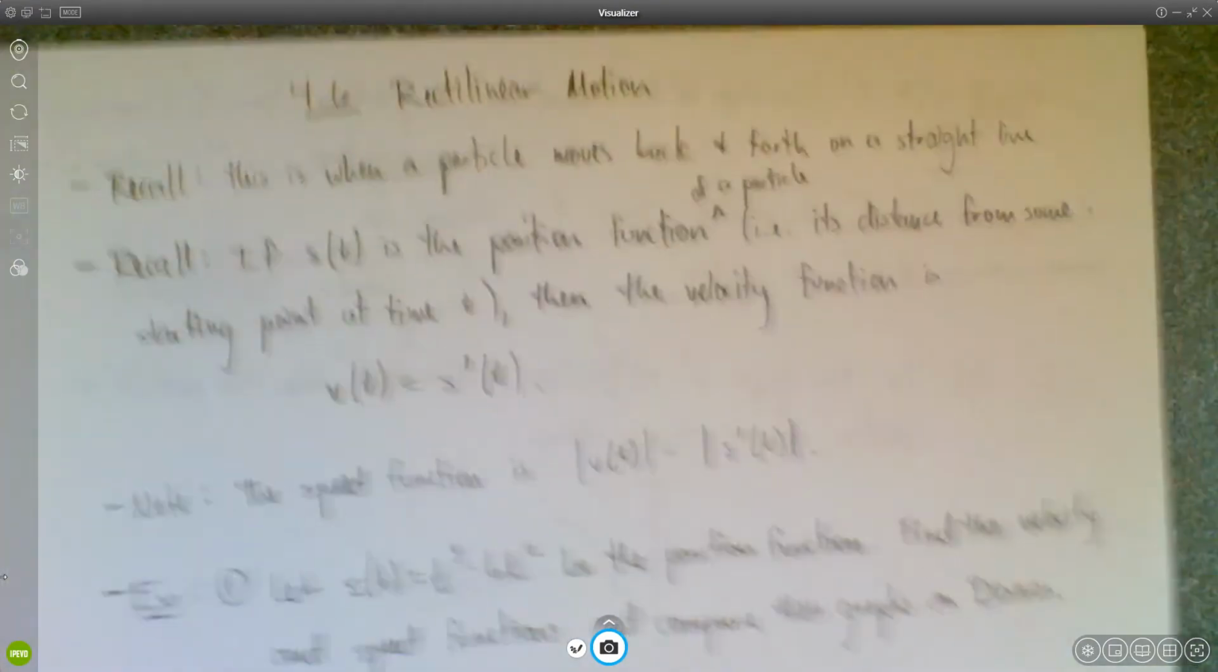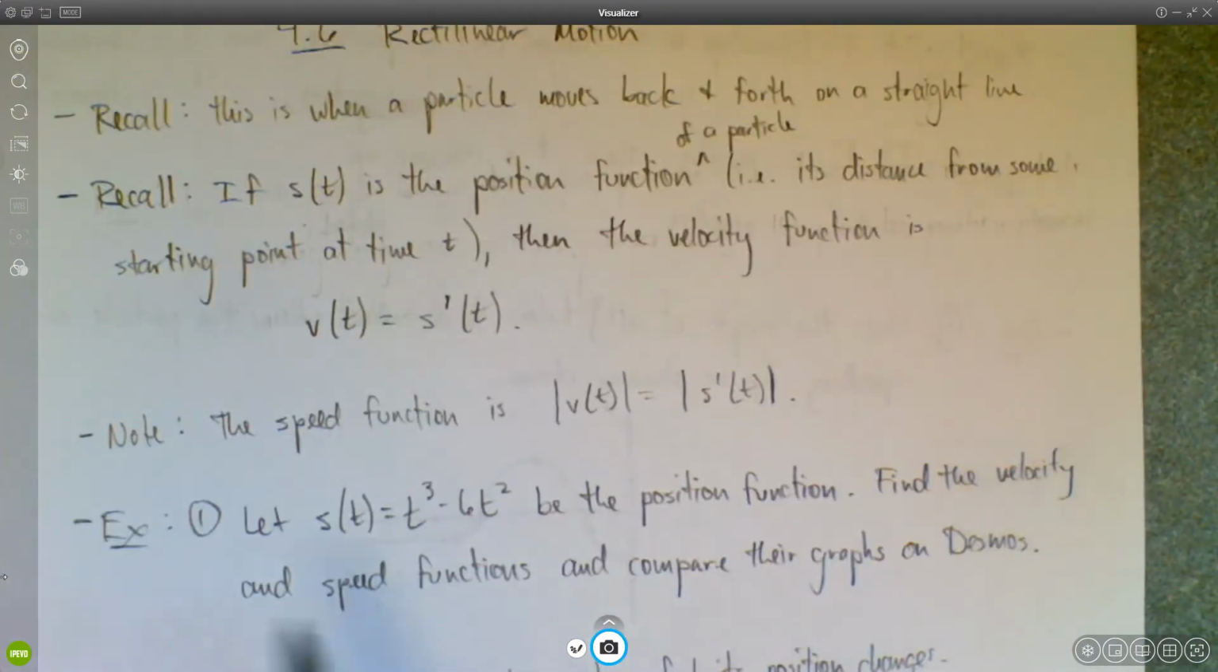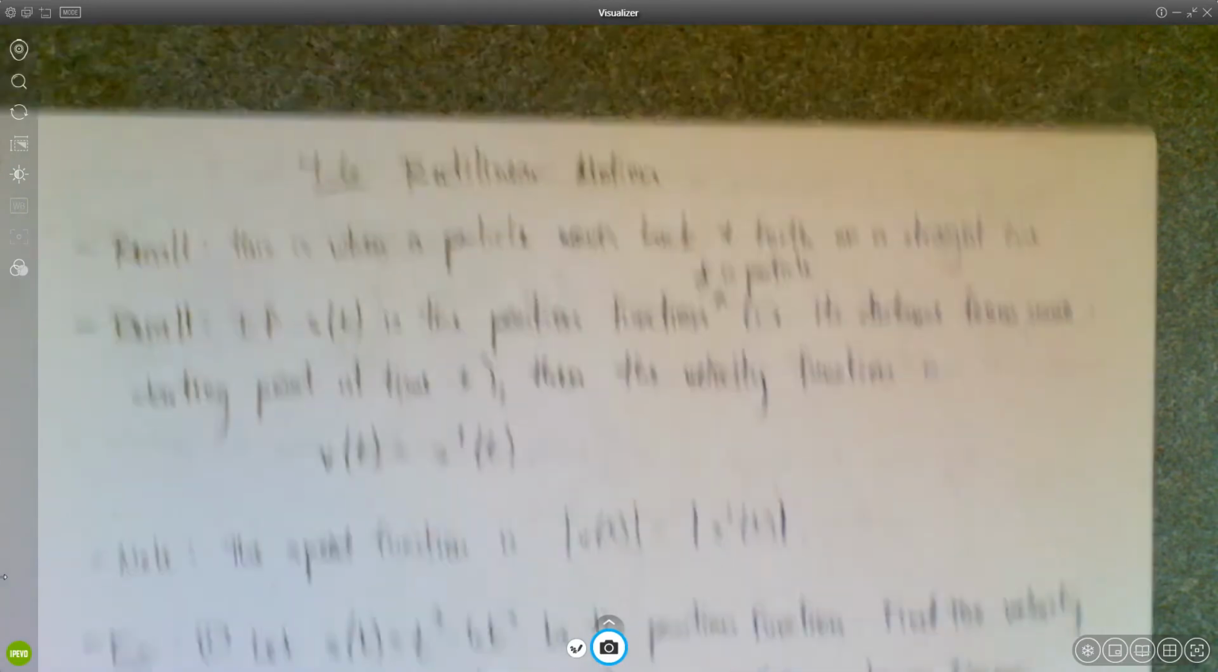So let's start off. Let's look at this example. It says, let's say that the position function is t cubed minus 6t squared. Let's say that's the position function. Find the velocity and speed functions, and then let's compare their graphs in Desmos.